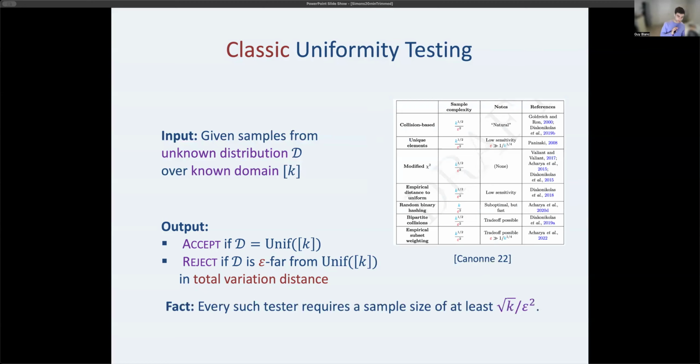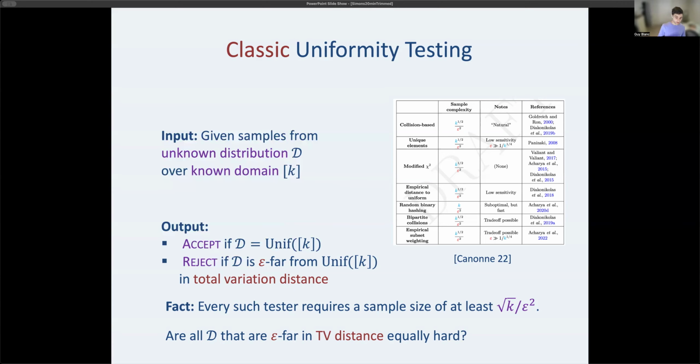This is so well studied that Clement's monograph on distribution testing has 7 possible algorithms for this task. 6 of the 7 are actually optimal. We know that any tester for this task must use at least square root k over epsilon squared samples. 6 of these 7 actually get a matching upper bound, and 1 is off by a little bit. So we know a lot of ways to get optimal uniformity testing if we're measuring optimality with respect to total variation distance.